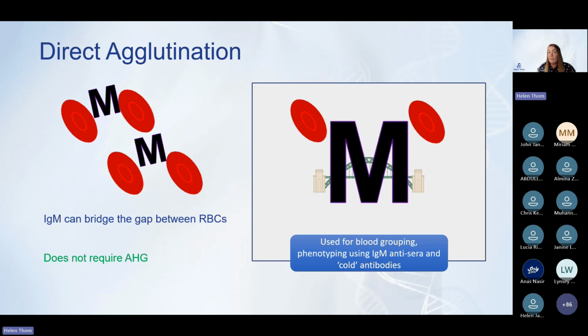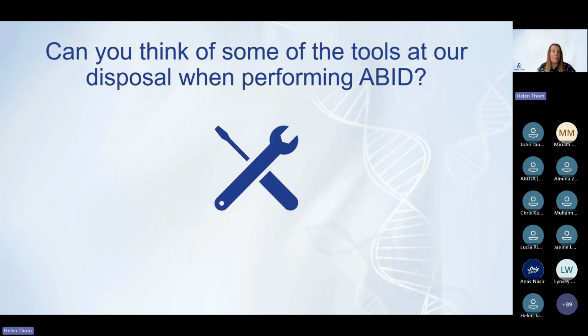Conversely, you have direct agglutination. IgM can bridge the gap, so you don't need to add a bridging antibody because IgM is huge. I remember this from uni: IgM is massive, that's how you remember what the M is, and it can actually cause agglutination. So you don't need to use anti-human globulin when you're doing this. This is used for your blood grouping, so when you're doing your ABO and your D, with any sort of IgM anti-sera, and you can use it to look for cold antibodies as well, because it's very good for that.